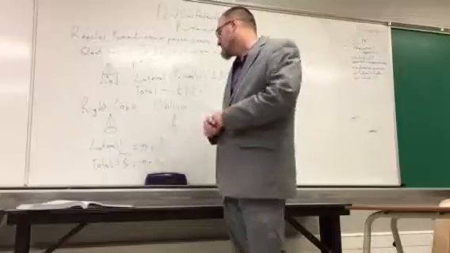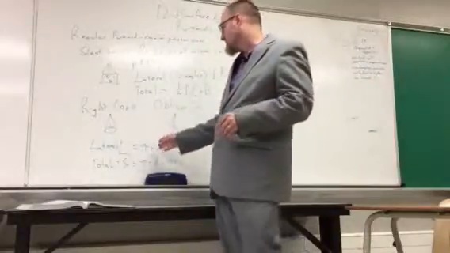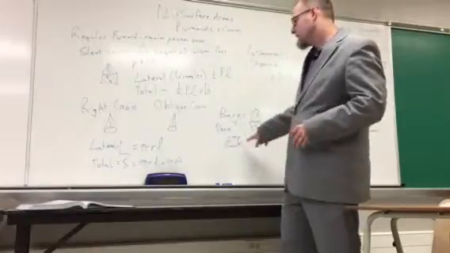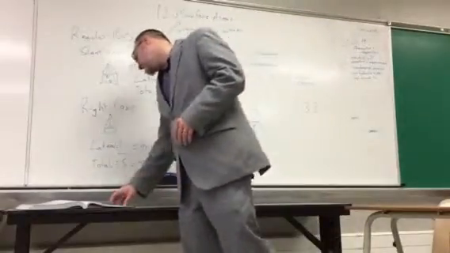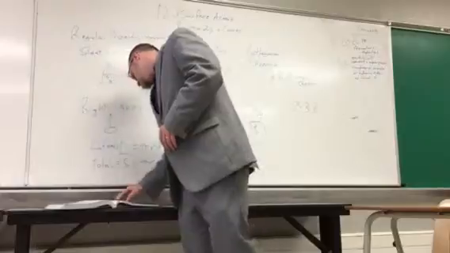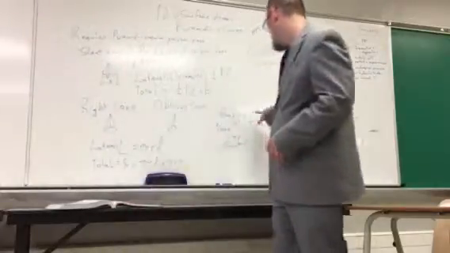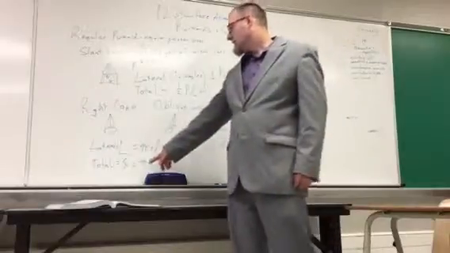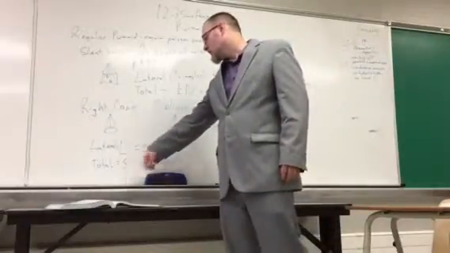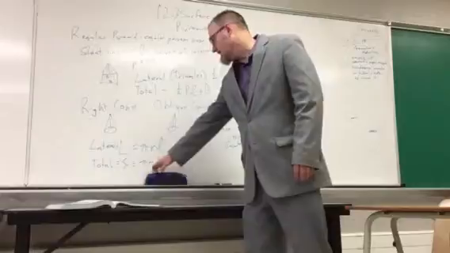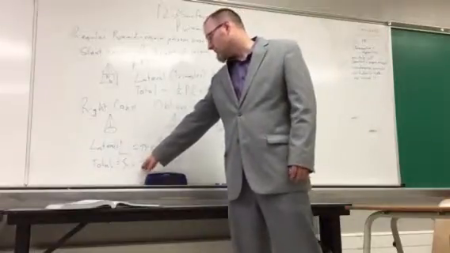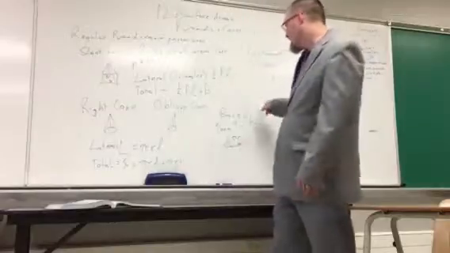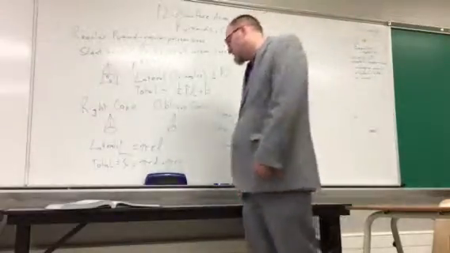Again, the lateral surface area is going to be pi times the radius times that slant height. And on the total surface area, we've got that slant height times the radius times pi, and we add to that pi r squared, the area of that circle on the base.